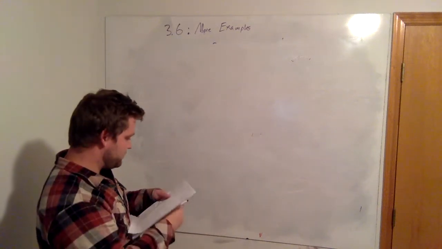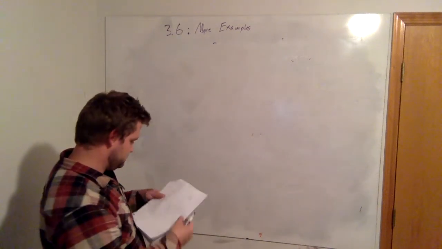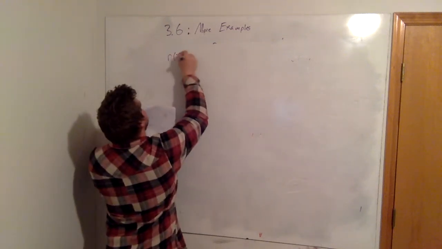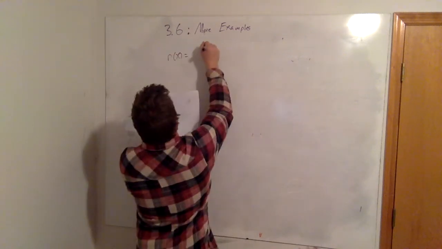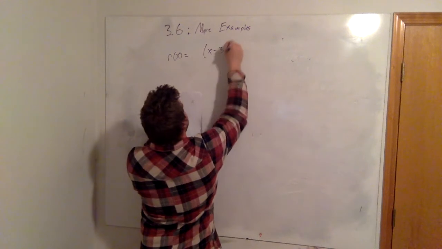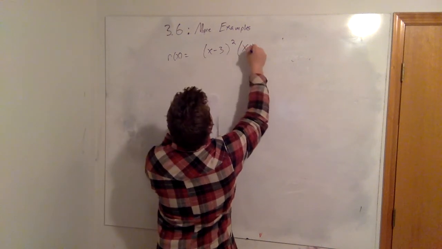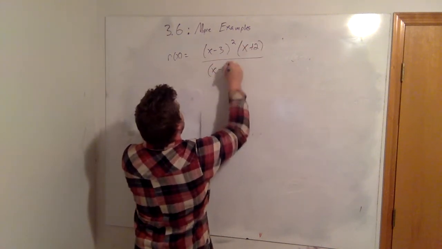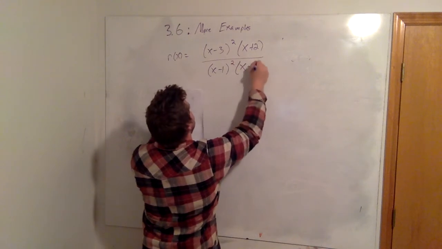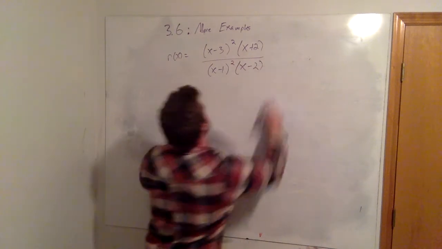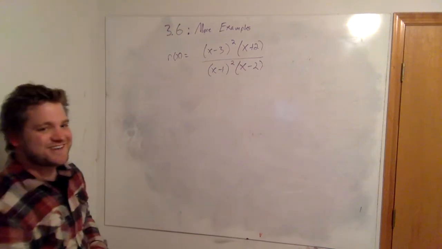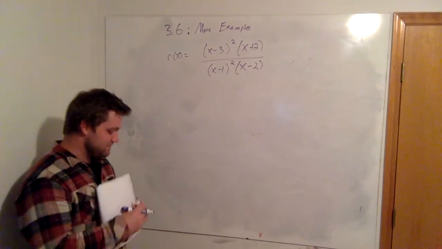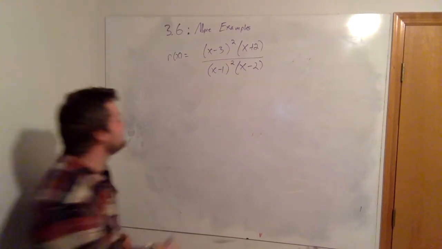Okay, let's try this example. Let's say we have r of x is equal to, how about (x - 3)² (x + 2) all over (x - 1)² times (x - 2). Go ahead and pause the video and give this one a shot. Okay, let's do it.